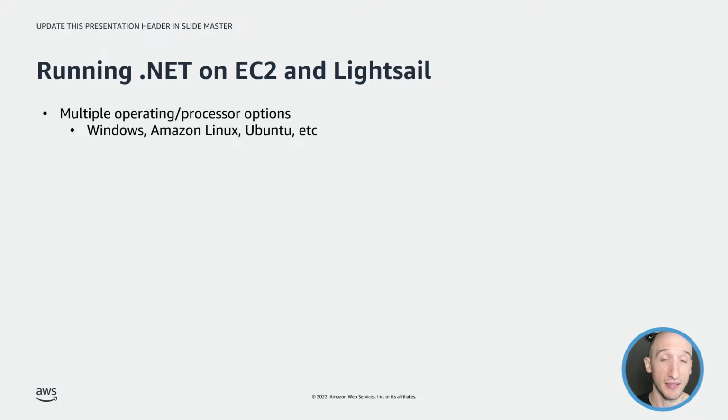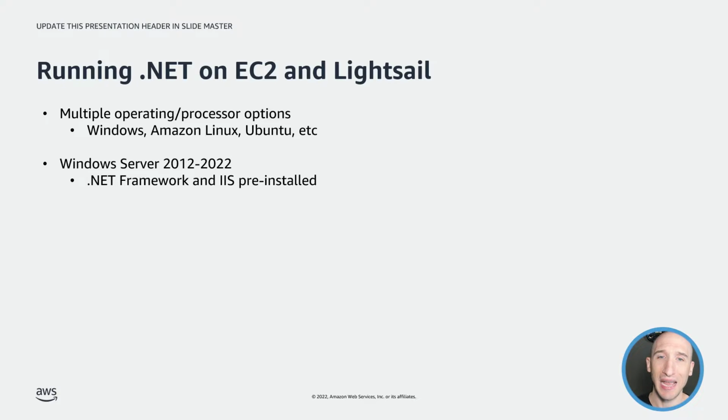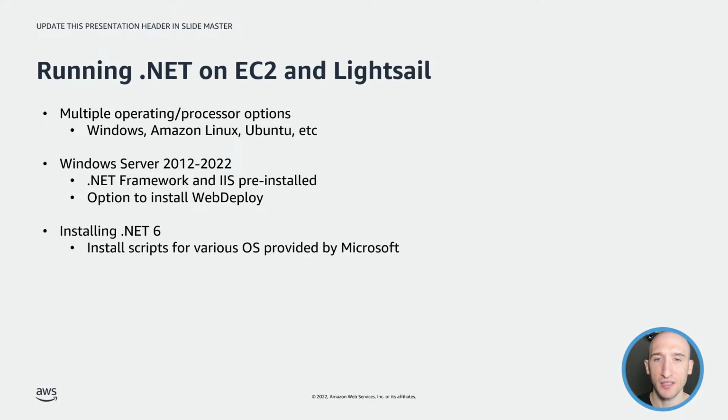You can deploy to x86 or 64 or ARM and different flavors of Linux, Windows as well. So Windows Server 2012 to 2022 is currently supported. That's the .NET framework and IIS pre-installed on it. You have the option to do something like Web Deploy, if you're familiar with deploying applications via Visual Studio Web Deploy that particular way. And then installing .NET is as simple as running some of the scripts that are for your specific OS that are provided by Microsoft.